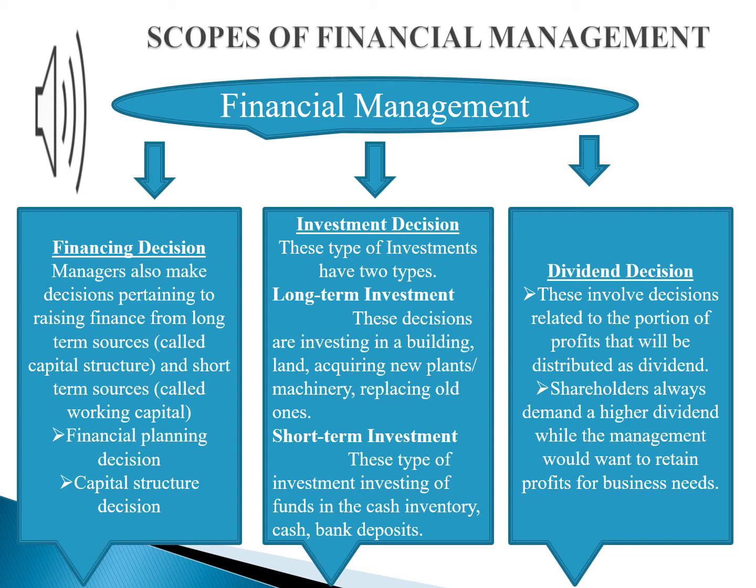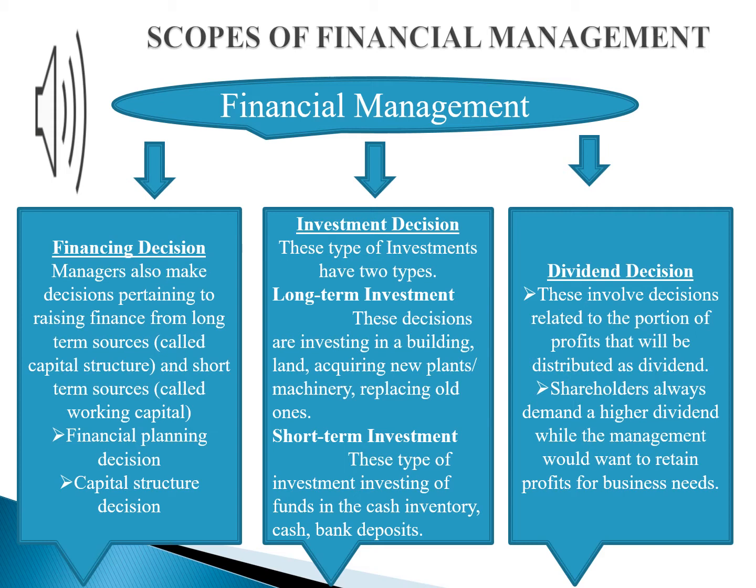Then, investment decision. These investments have two types: long-term investments and short-term investments. Long-term investment decisions are investing in a building, land, acquiring new plants, machinery and replacing old ones. Short-term investment is investing of funds in cash, inventory and bank deposits. So these are the types of long-term and short-term investments.